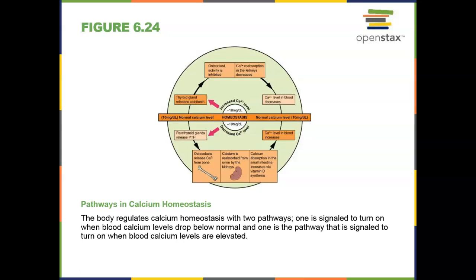If we have high calcium levels and we want to lower them, that's going to stimulate our thyroid gland to release calcitonin. Calcitonin then inactivates osteoclasts and activates osteoblast activity. Osteoblasts then take in calcium and phosphate from our system and build up the bony matrix, hydroxyapatite. This is going to lower blood calcium levels down to where they need to be.